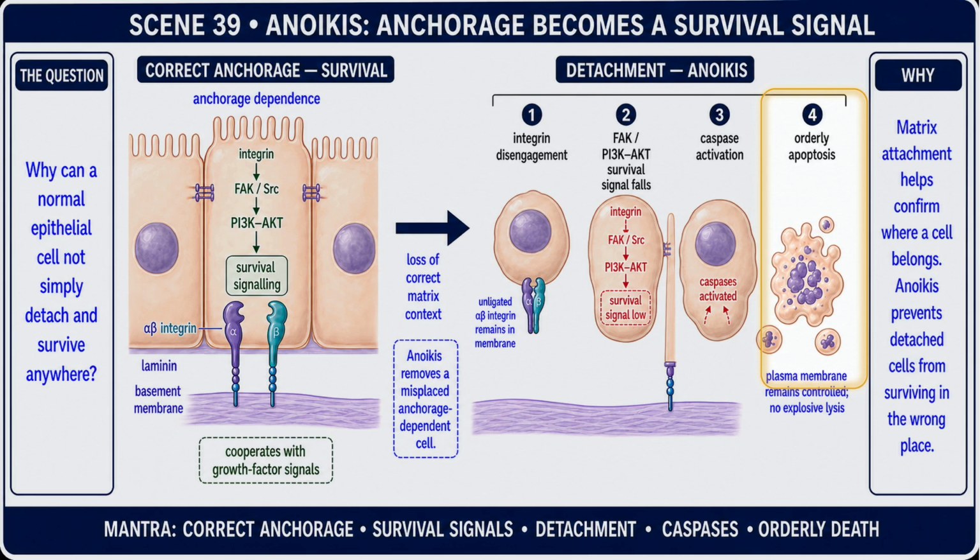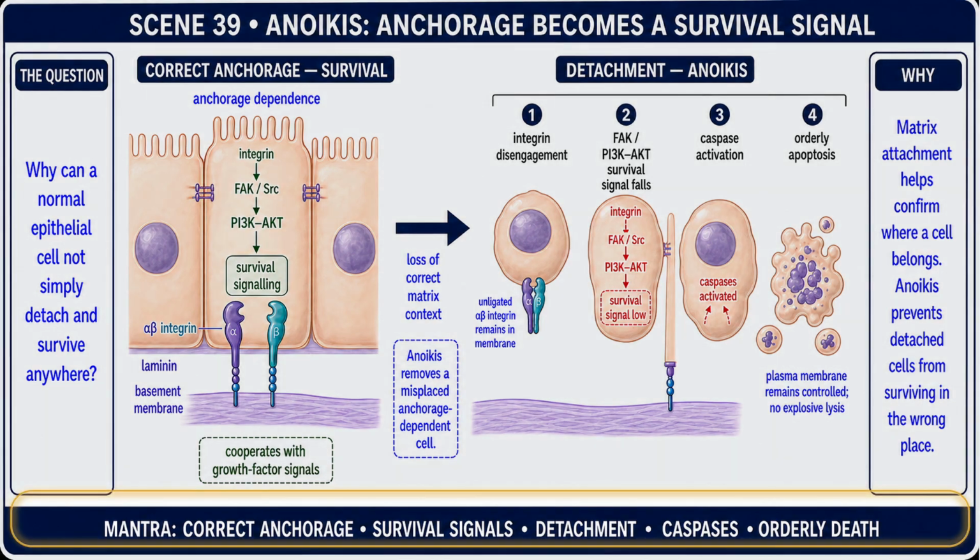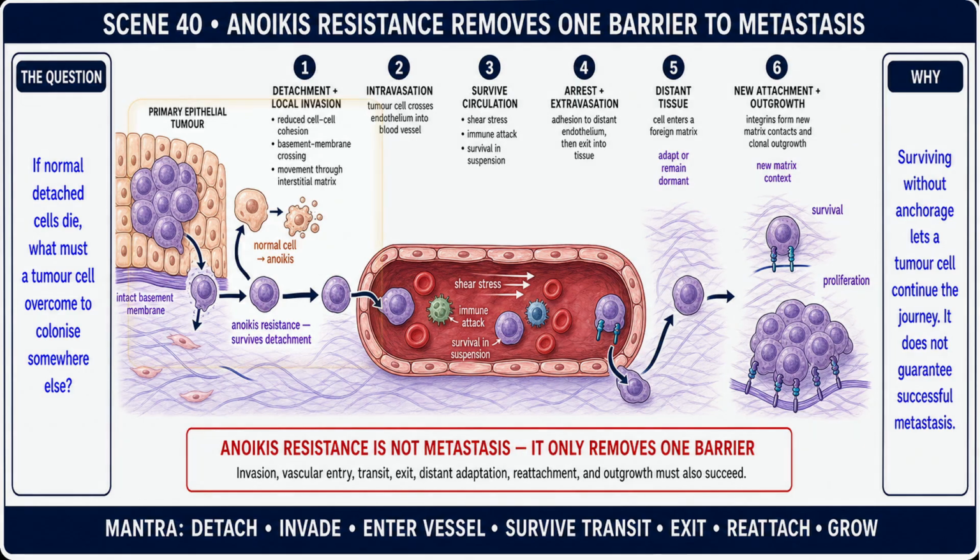This is anoikis, apoptosis caused by loss of appropriate cell matrix anchorage. It is orderly death, not explosive necrosis. The plasma membrane remains controlled rather than bursting. Anoikis removes a misplaced anchorage-dependent cell and helps prevent survival in the wrong tissue context. Anoikis resistance can survive detachment, but that only allows the metastatic journey to continue. It does not complete the journey.